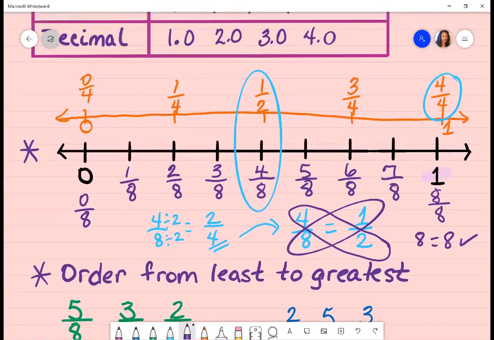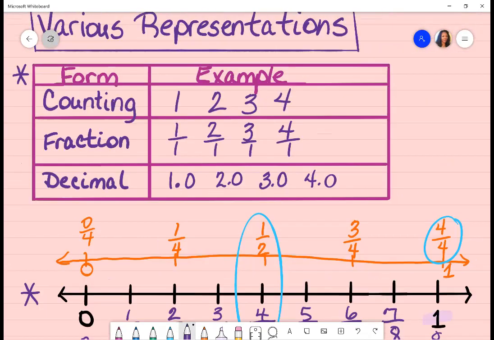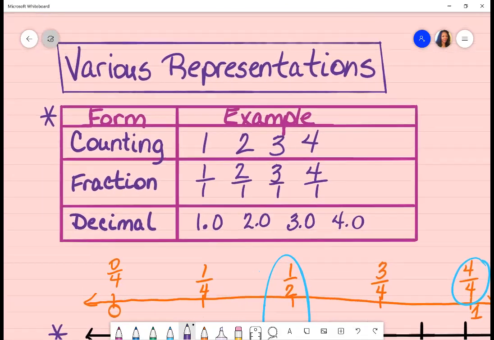I know this was a super long video. And also your whole number does not have to have a decimal. So 3.0 does not have to be written as 3.0. It's a whole number, so you can just write it as 3. It's understood to mean the same thing.